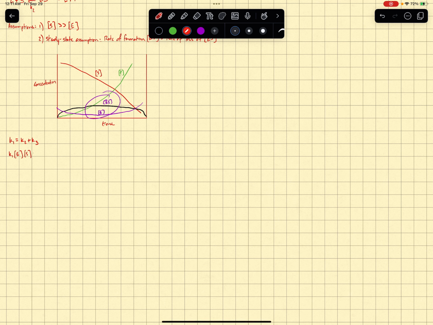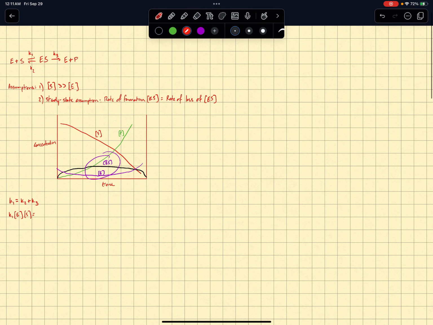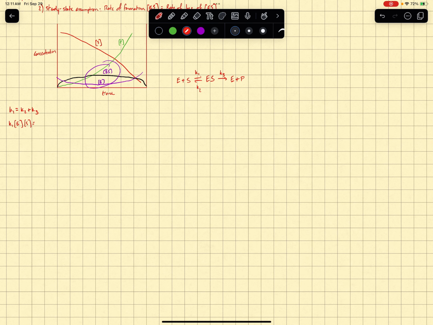And then k2, let me move this down here so I can see it. So k2 is going to be equal to k2 times the ES complex, because that's the only reactant there, plus k3, also times the ES complex.